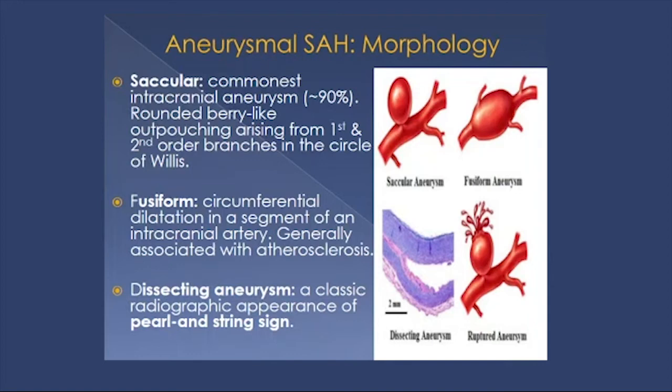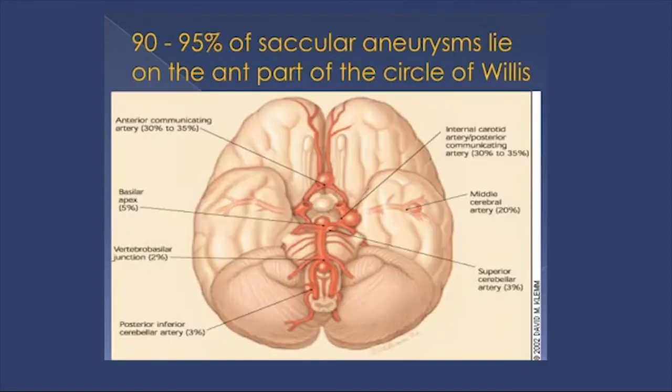Skip it because we have quite some distance to cover, so I'll move a bit faster. So yeah, saccular, fusiform, and dissecting aneurysms, those are the different types. Up to 90-95% of the saccular aneurysms actually occur in the anterior portion of the circle of Willis. You can see the anterior communicating artery has up to 30-35% involvement.